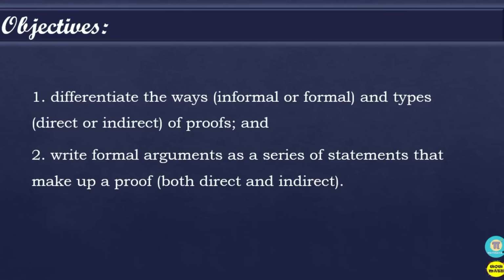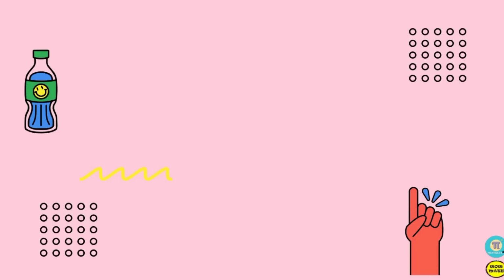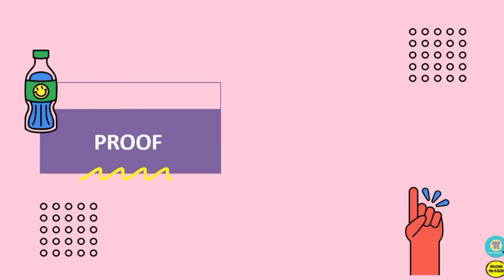Also, we will write formal arguments as a series of statements that make up a proof. So, both direct and indirect. So, dito sa objective number 2 natin, I will give you examples. Okay. So, let us define first. So, ano ba ang topic natin dito? So, let us define what is a proof.